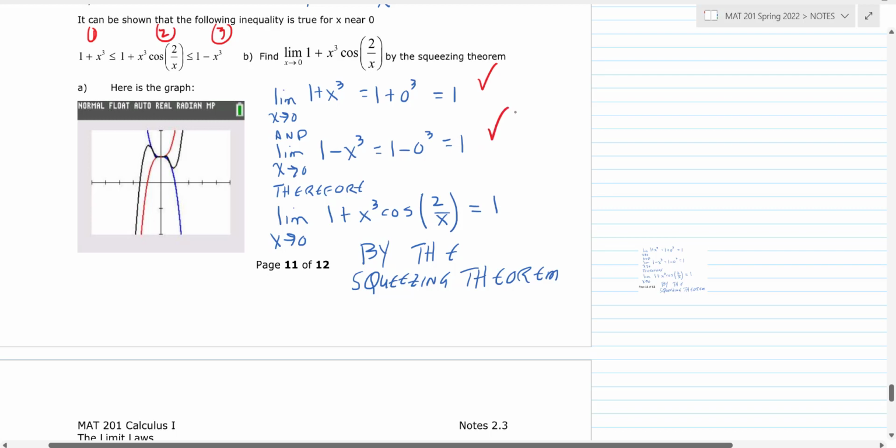Since they're equal, you can conclude that the limit of the function sandwiched in the middle as x goes to 0 is also 1. And then you do need to state by the squeezing theorem. So you're doing a simple proof on that. With the graph I gave you, you could graph each of these three functions on your calculator if you wanted to. The idea is they're all going towards y equals 1. When x is 0, they're all coming to that same point. So that's how the squeezing theorem works.